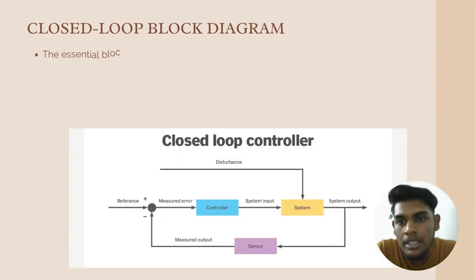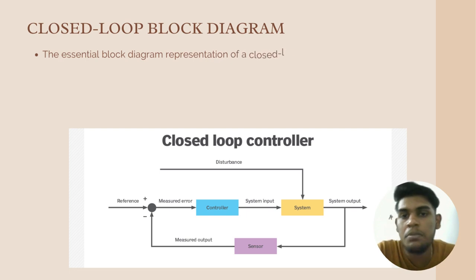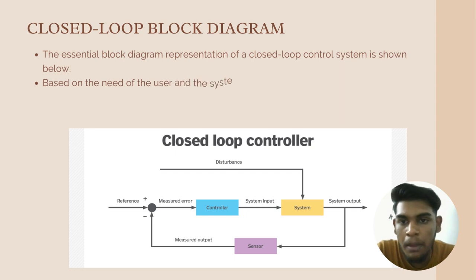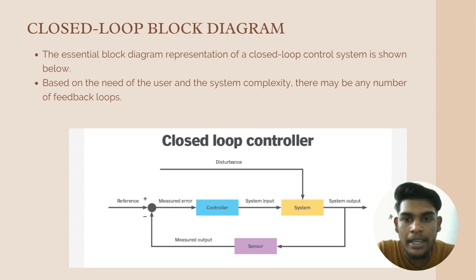So after that, this is the closed loop block diagram. The essential block diagram representation of a closed loop control system is shown below. Based on the need of the user and the system complexity, there may be any number of feedback loops. So this is the closed loop controller. First, the reference will always be positive. Okay, so the reference goes to the controller, the controller to the system, the system to the sensor, and the sensor feeds back to the reference, where it is negative.